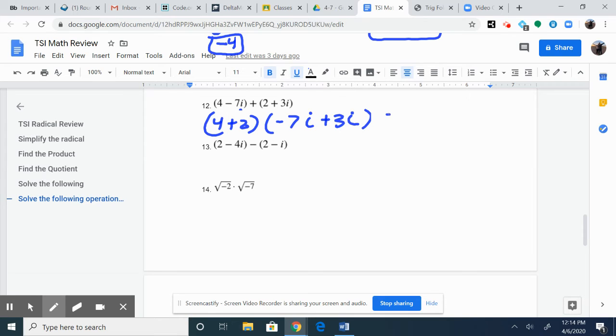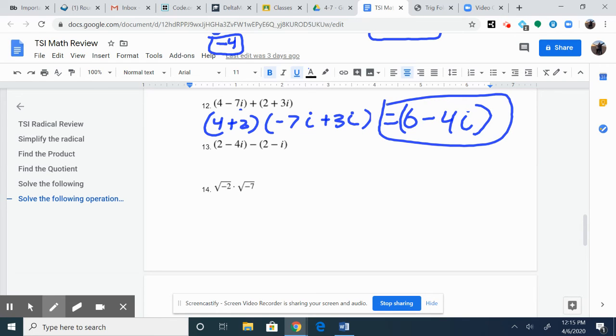So 4 plus 2 gives us 6. And -7i plus 3i gives us -4i. And that would be the answer.